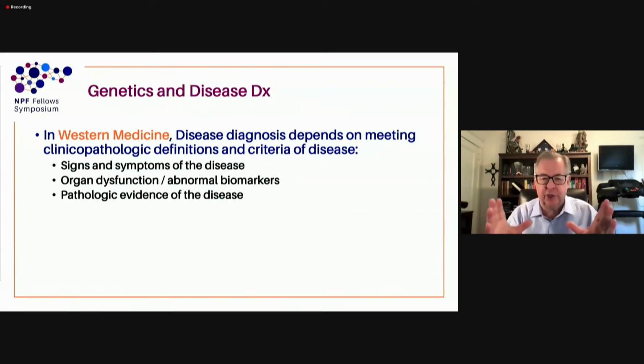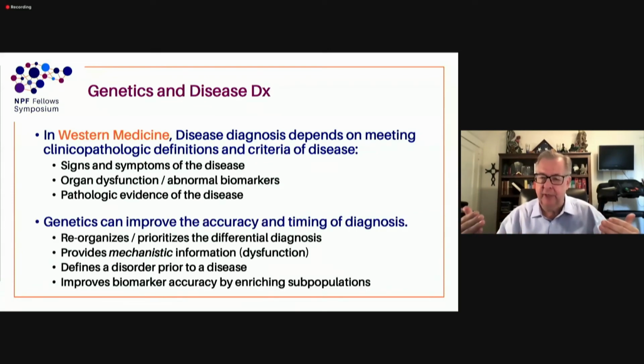By the time this occurs for chronic pancreatitis, it's too late. But genetics in a precision medicine model can improve the accuracy, moving it to the early chronic pancreatitis. It allows you to differentiate between pancreatitis and the other things that are not pancreatitis. It gives you mechanistic information as to which cell type is dysfunctioning and why. It defines the disorder prior to the end stage disease, and it actually improves the biomarker function in order to make the diagnosis.